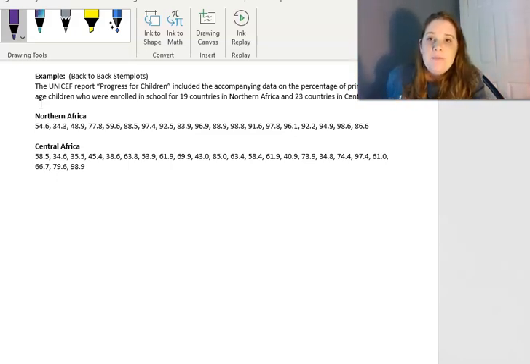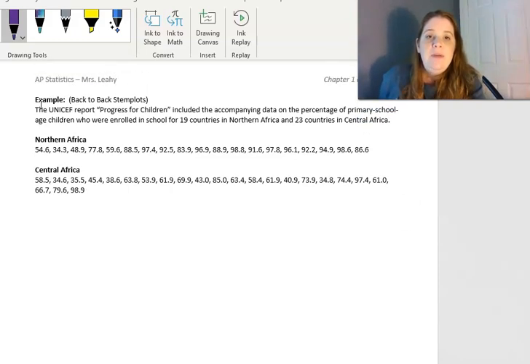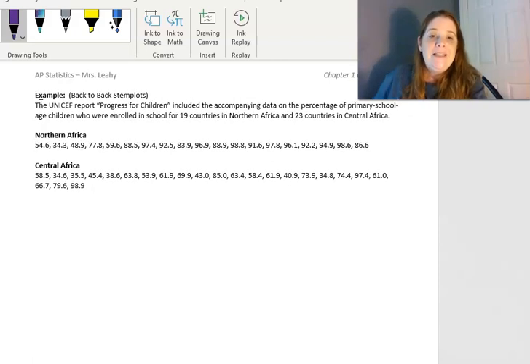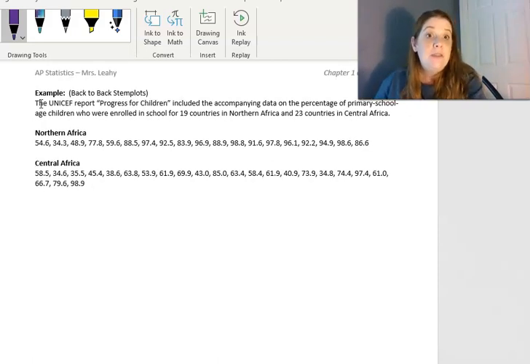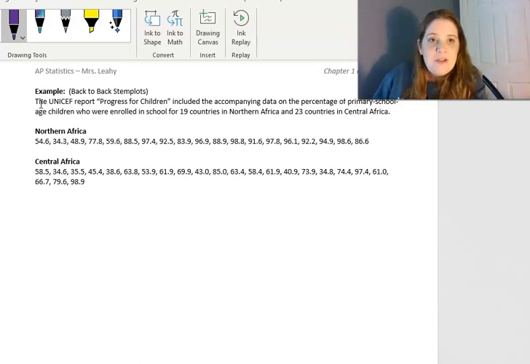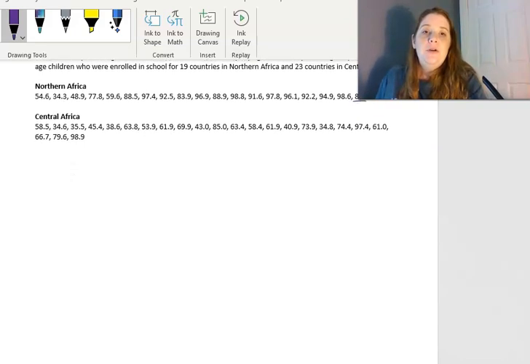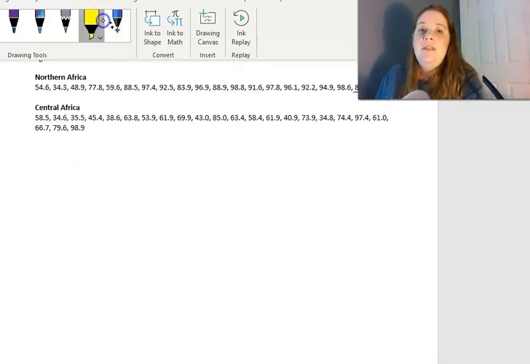This is the Unicef report. Says the Progress for Children included the accompanying data on the percentage of primary school age children who were enrolled in 19 countries in Northern Africa and 23 countries in Central Africa. All right, so at the time of this survey, for example, this 86.6 right here, what that's saying is that for this particular country, 86.6% of children who were old enough to go to school, who were the right age for school, were actually enrolled in school. Okay, so we want to compare these two sets of data.